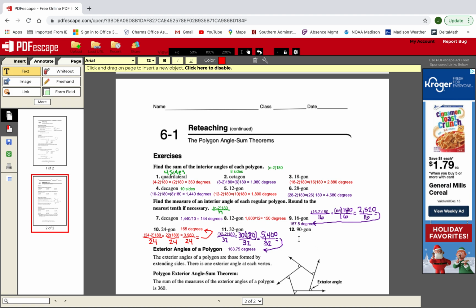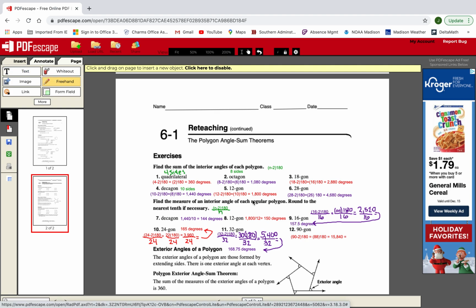Okay, same exact process for number 12 also, except now we have 90 minus 2. So 90 minus 2 times 180. We're going to divide that by 90. So 90 minus 2 is 88 times 180, and we'll divide that by 90. So we have 88 times 180 is 15,840. And then, of course, we will divide that by 90.